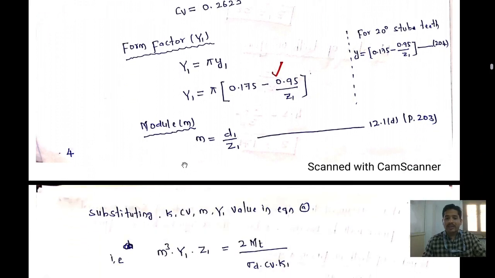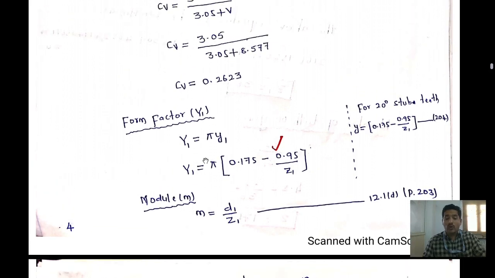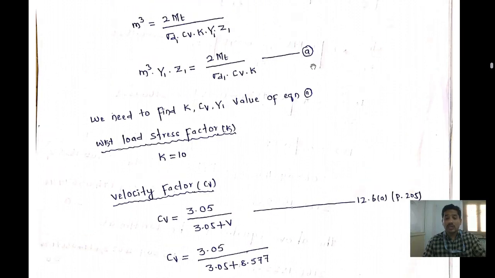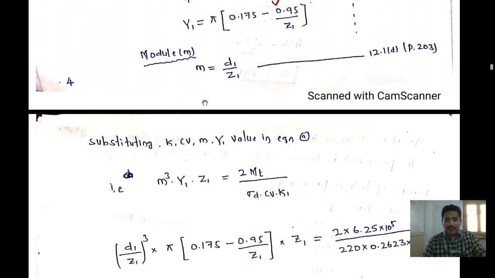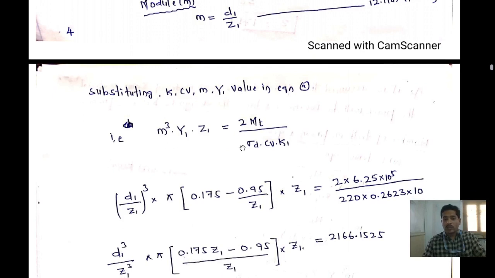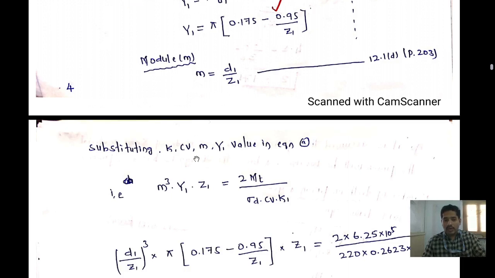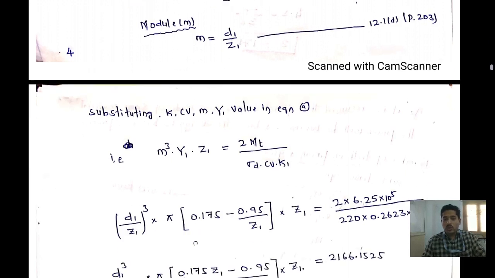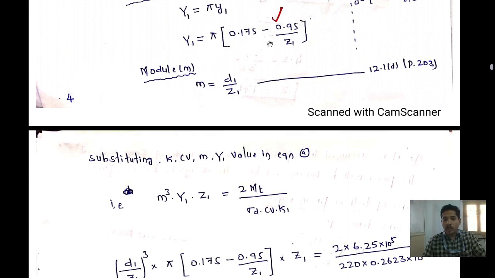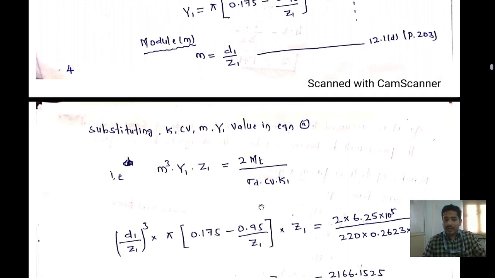Okay, after that we need to find out the value, because we don't know the value of z1. Again for the module, we have the formula m is equal to d1 by z1. Refer to page number 203, equation number 12.1. But our intention is to substitute this m value, y1 value and Cv value in equation number A. Clear? Then let us see here: m cube into y1 into z1 equals 2 Mt by sigma d into Cv into K. So m is the module d1 by z1, whole cube, into pi into y1, which is 0.175 minus 0.95 by z1. Clear? Into z1.